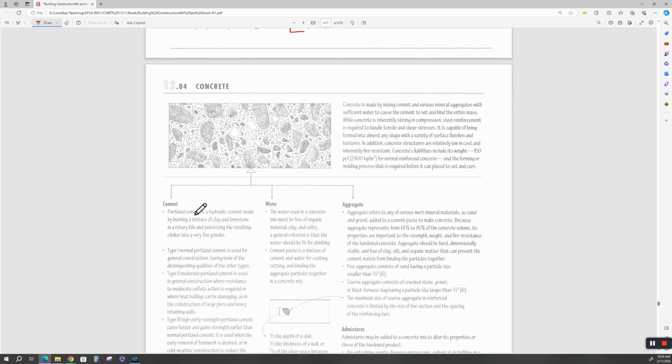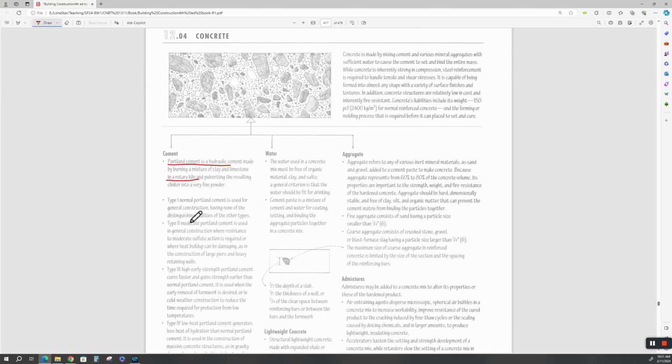A rotary kiln is how they make Portland cement, burning a mixture of clay and limestone, calcium carbonate, in a rotary kiln and pulverizing the resulting clinker into a very fine powder. And that kiln is hot. It uses a lot of heat. So Portland cement is a hydraulic cement. All right, and here go the types.